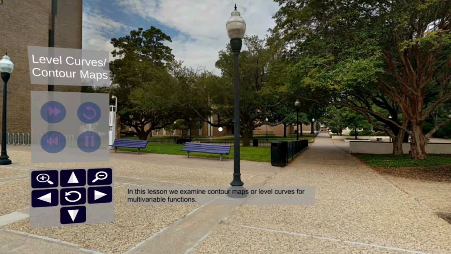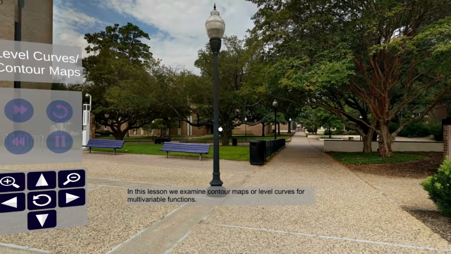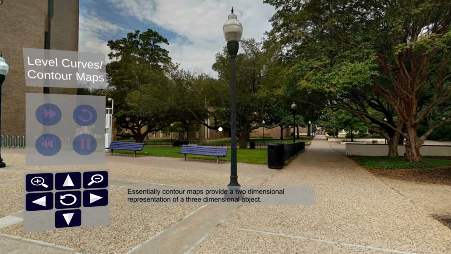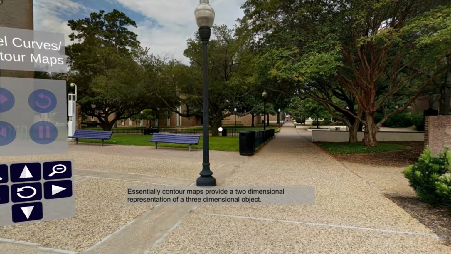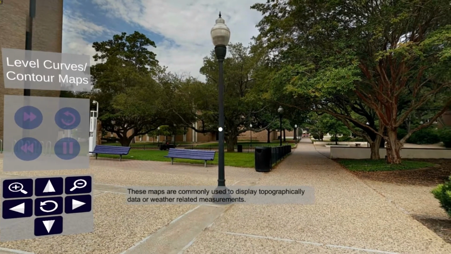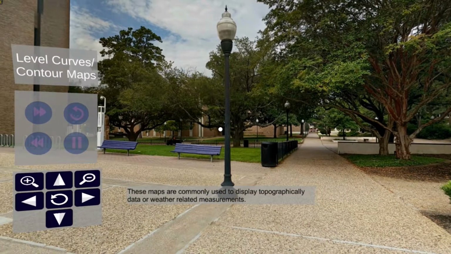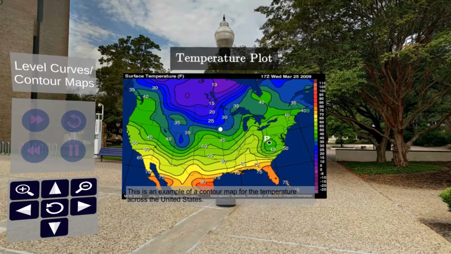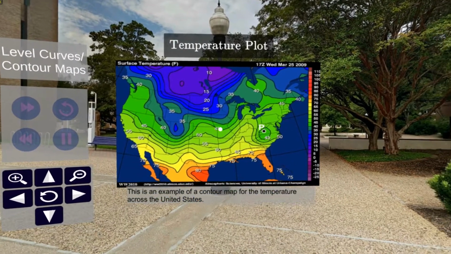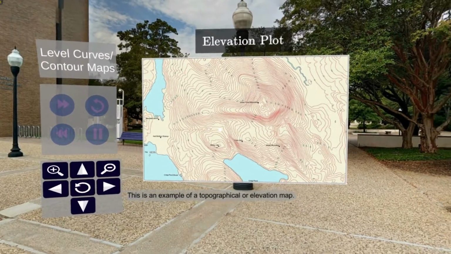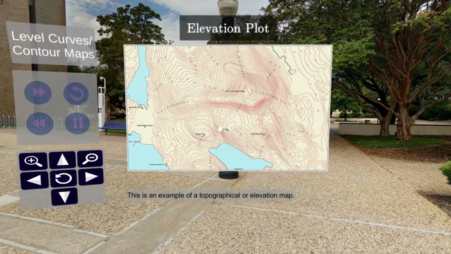In this lesson, we examine contour maps, or level curves, of multivariable functions. Essentially, contour maps provide a two-dimensional representation of a three-dimensional object. These maps are commonly used to display topographical data or weather-related measurements. This is an example of a contour map for the temperature across the United States. This is an example of a topographical or elevation map.